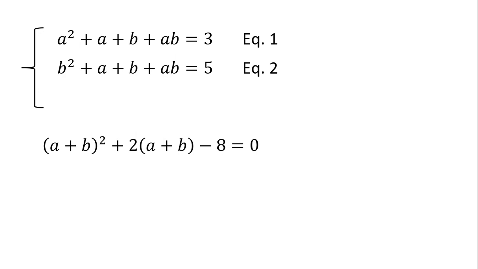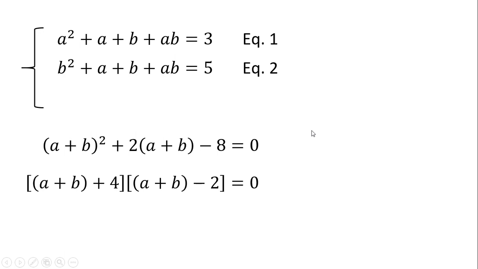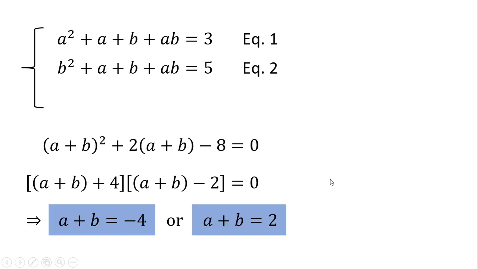Now, observe that this equation can be solved by factoring. The left-hand side can be factored into (a plus b plus 4) times (a plus b minus 2). So this last equation implies that a plus b equals negative 4 or a plus b equals 2. So which equation should we take?